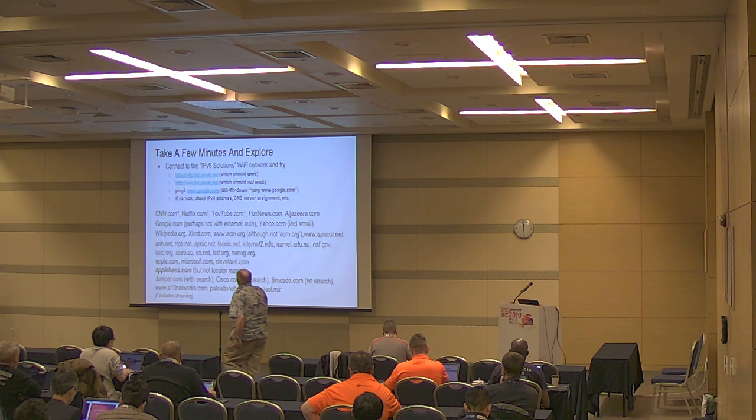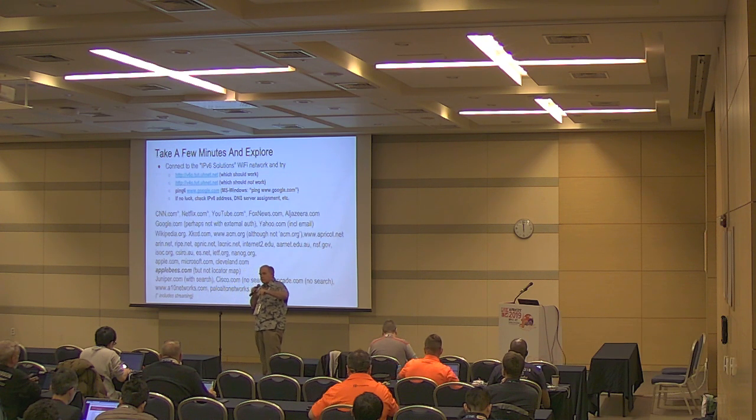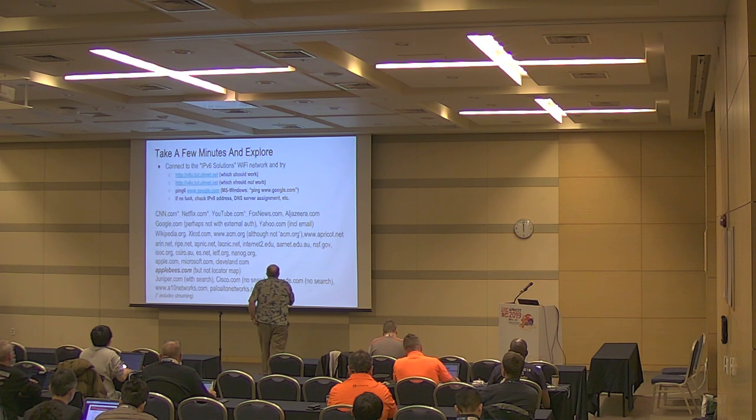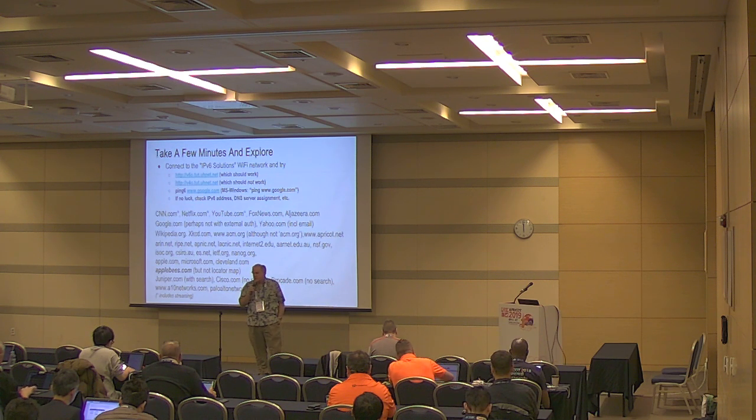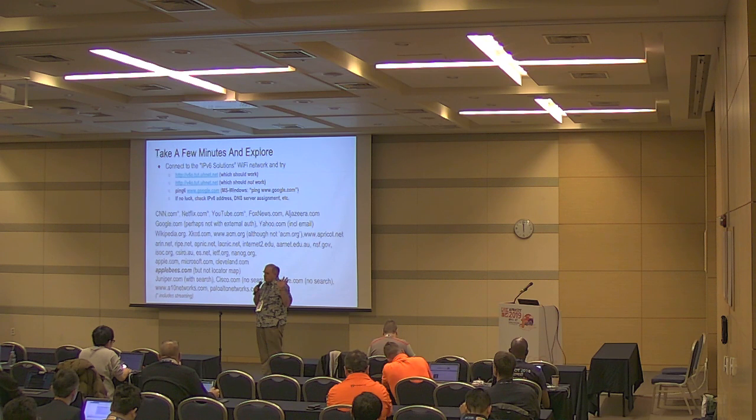Hello? At any time, if you want to ask a question, these mics are up here, and if you grab one, you have to turn it on, as you just saw me demonstrate. So, if you're on the local IPv6 solutions SSID, you should be able to get to V6O, where you'll see a Studebaker Commander and a Tucker Torpedo. You may also see a durian fruit. Does anybody see a durian fruit? Okay.